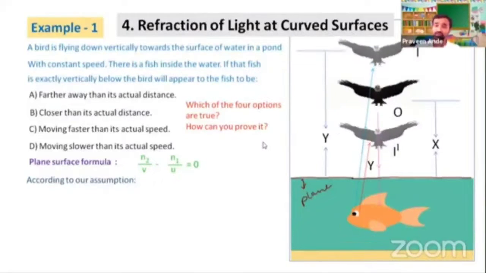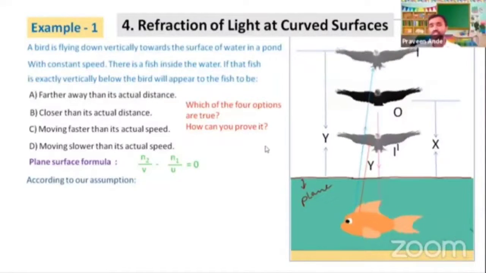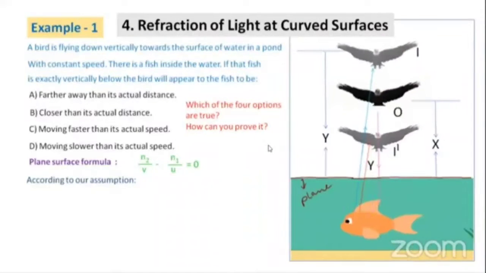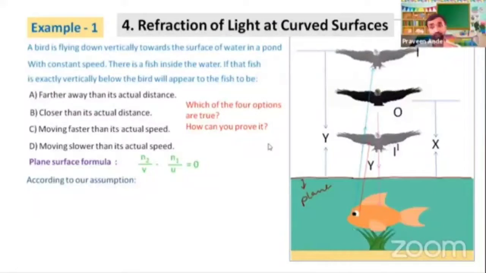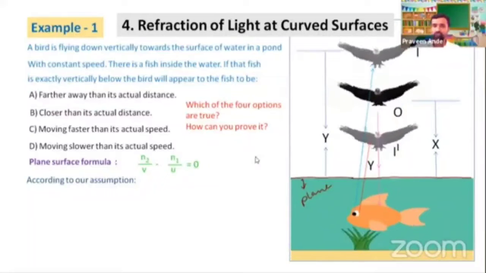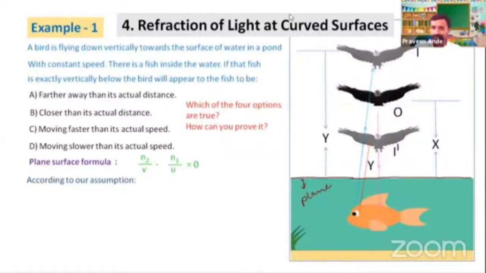In the rarer medium, it is in the air. Where is the image? It is also in the air. So the bird is an object above the water level, above the water surface. So here I have to know about object distance and image distance.